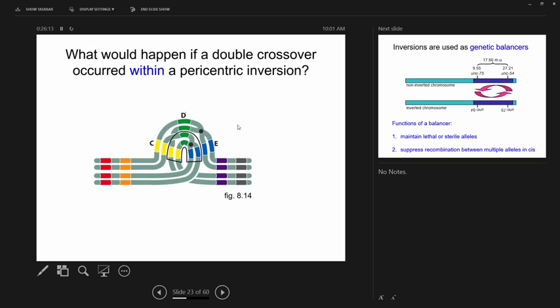So what would happen if you got a double crossover event within a pericentric inversion? What happens if you get a double crossover within two genes? The first crossover and recombination would switch from one chromatid to the other, and the second one would switch it right back, wouldn't it? If you get two recombinations within the pericentric inversion, the first will lead to trouble, but the second will put things back the way they're supposed to be. And because they both happen within the inversion, everything comes out okay.